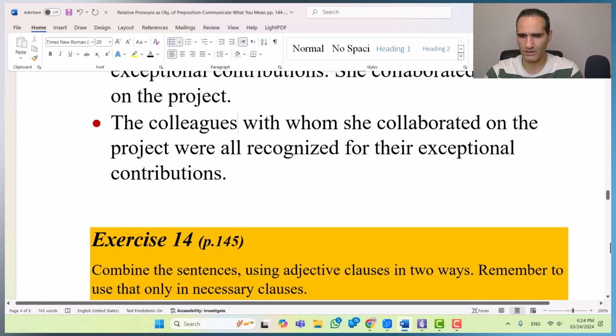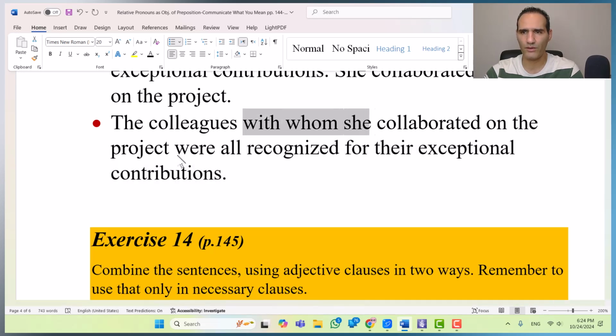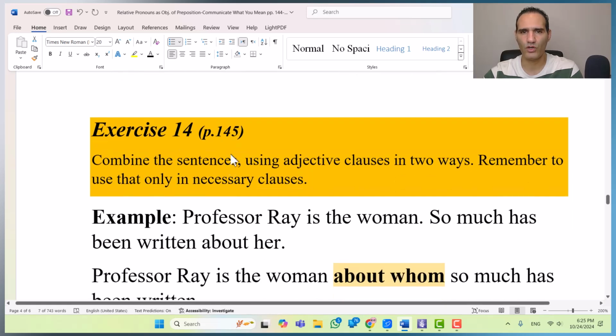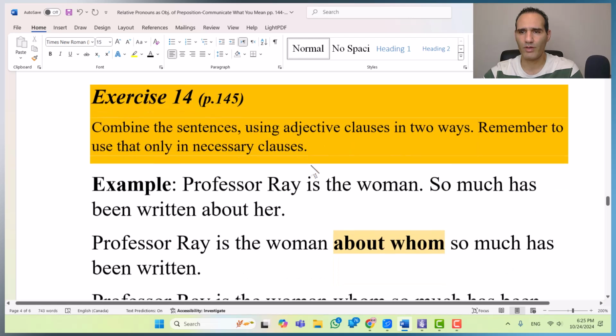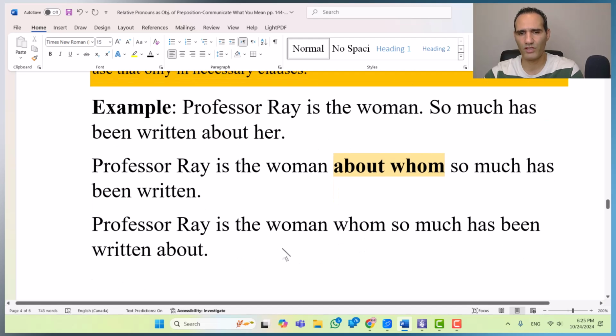So main clause is the colleagues were all recognized for their exceptional contributions, and the adjective clause is with whom she collaborated on the project. Got it? Great. And now exercise 14 on page 145, it says combine the sentences using adjective clauses in two ways. One of them is a relative pronoun preceded by a preposition, which is more important than the previous one. The other one says relative pronoun and the preposition separate from that. I think this is not difficult, so we mainly focus on the first one.